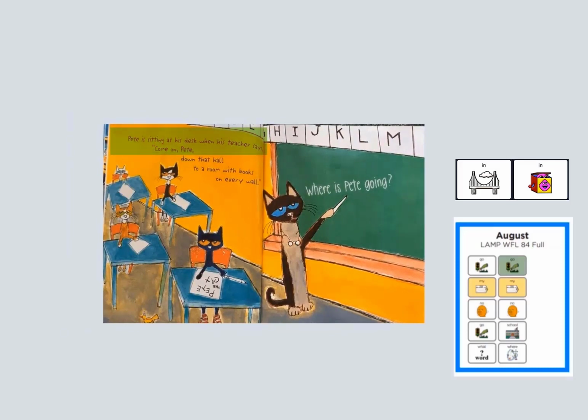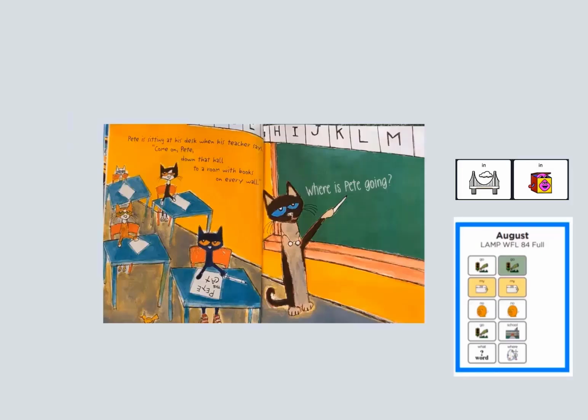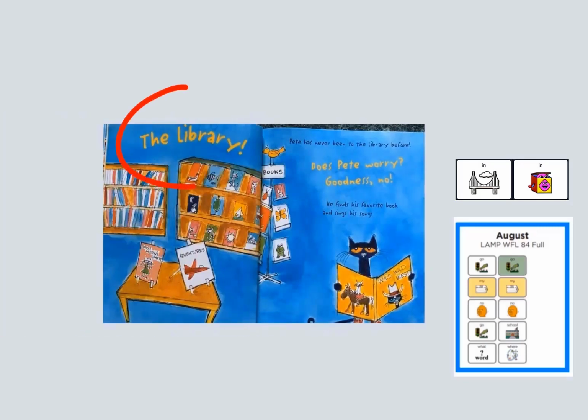Pete is sitting at his desk when his teacher says, Come on, Pete, down that hall to a room with books on every wall. Where is Pete going? I know where Pete is going to go. Do you? The library.